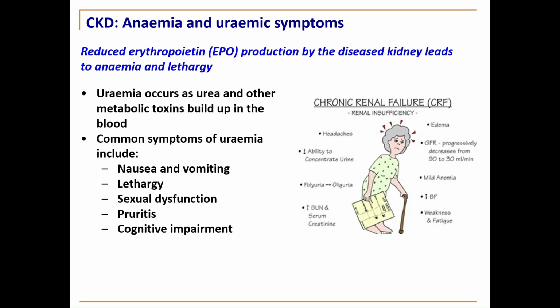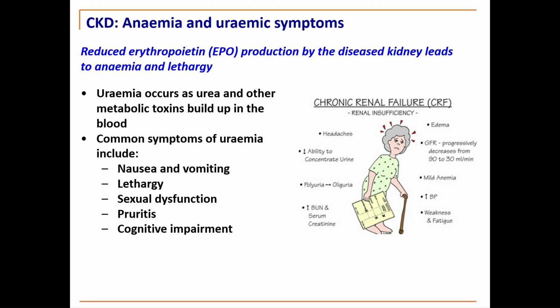Uraemia occurs as urea and other toxic metabolites that you would normally excrete start to build up. So urea, for example, is toxic. Ammonia is toxic. Urea isn't the worst. There are lots that are much worse, but it's called uraemia because that's what we're measuring in our kidney function tests.